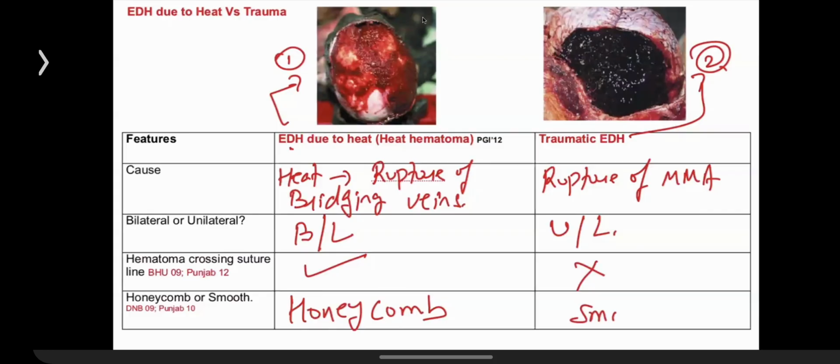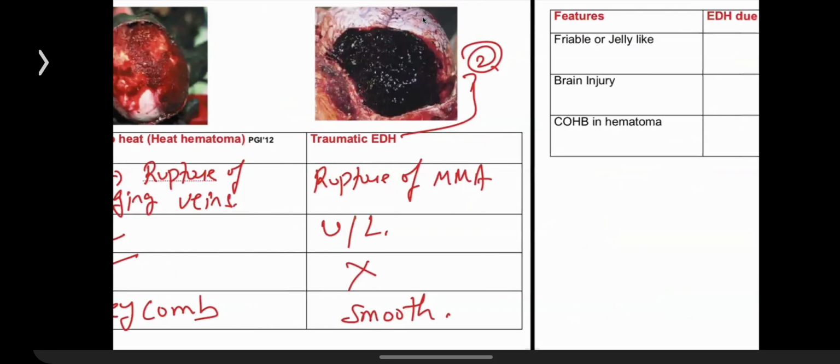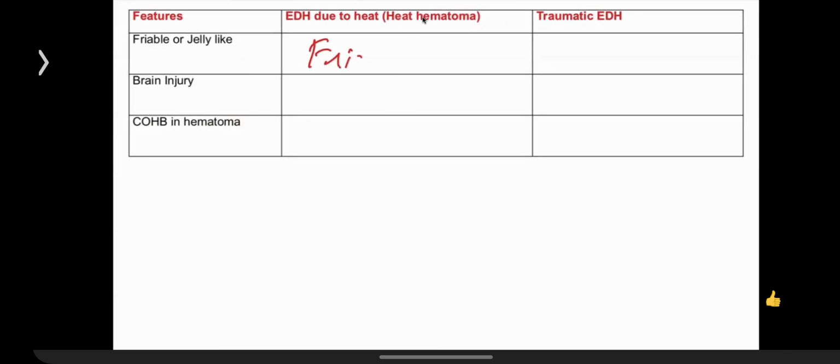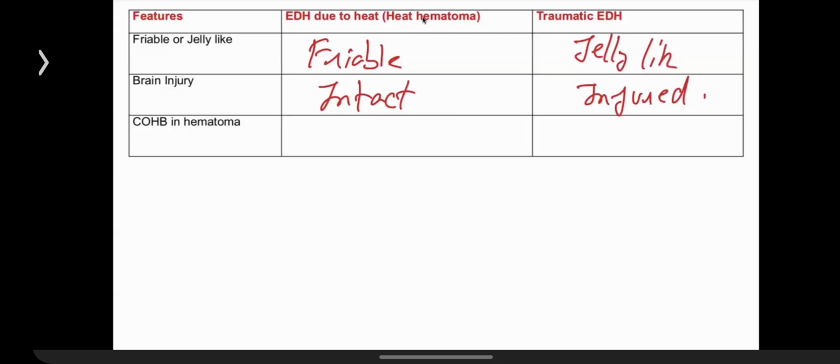This will be smooth. Because of the heat, this is friable. This is jelly-like. The brain is intact in heat hematoma, but in traumatic EDH, something will hit and the brain will get injured. CUHV will be increased in heat hematoma, normal in traumatic EDH, common sense.